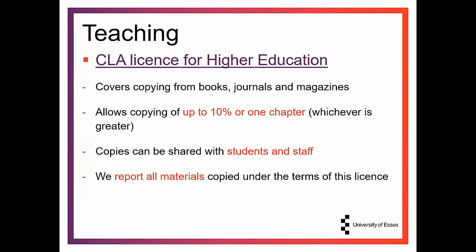As an educational institution, we have two main licenses that allow us to use works more broadly than general copyright legislation allows. The first of these is the Copyright Licensing Agency License, or CLA license. The CLA license makes it easier for us to reuse written content. For books that are covered by the license, up to 10% or one chapter of the work can be copied, whichever is greater. For journals, one article from each issue of each journal can be copied. Copies can only be shared with students and staff of the institution.